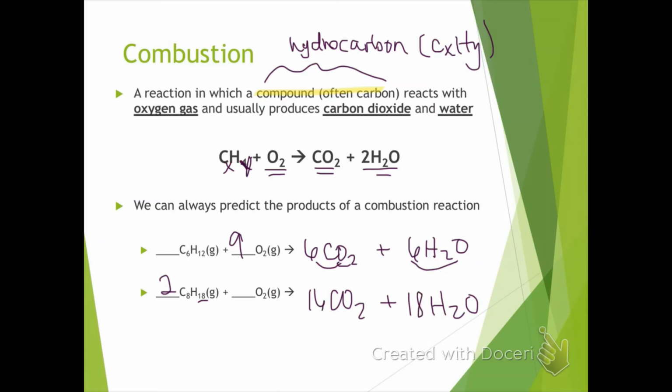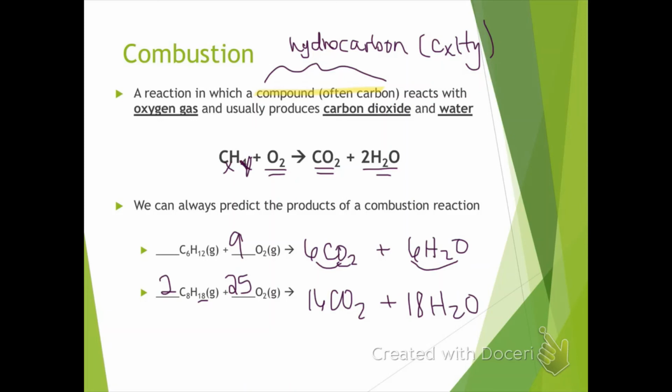18 times 2 for 36 hydrogens on both sides. That gives me a total of 50 oxygens on my product side. So then 25 times 2 gives me 50 on the reactant side. So we're going to have all these different types mixed together.